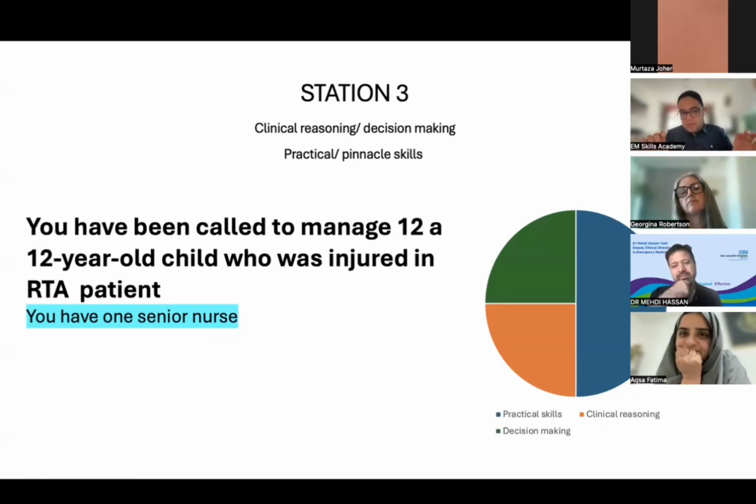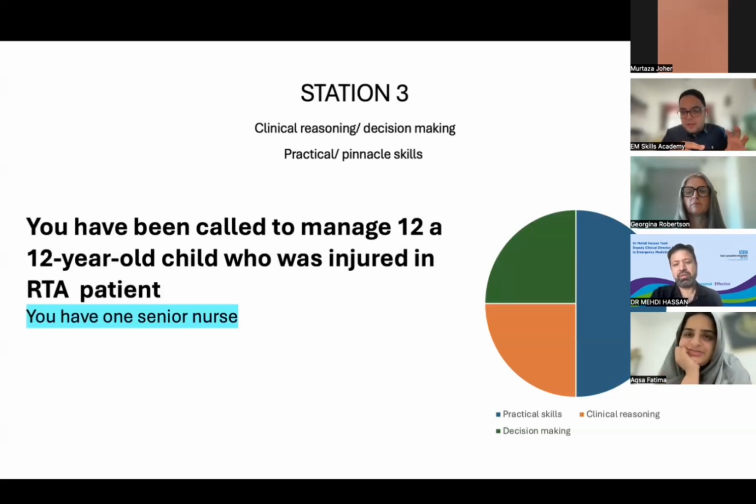So you have been called to manage a 12 year old child who was injured in an RTA. So what do you think about this? Now, you got 1 minute. You read that in 10 seconds, so you get 50 seconds. What's going through your mind? I think again, I didn't know exactly what type of station this is, whether it was a major thing.